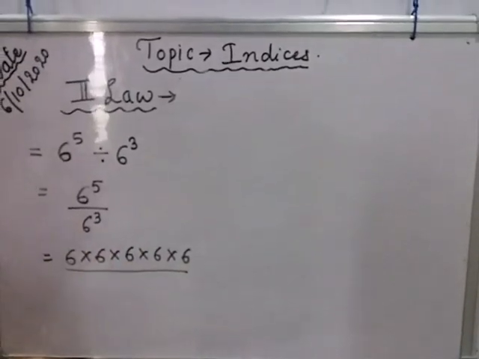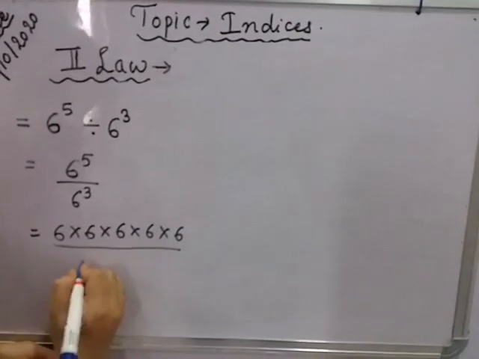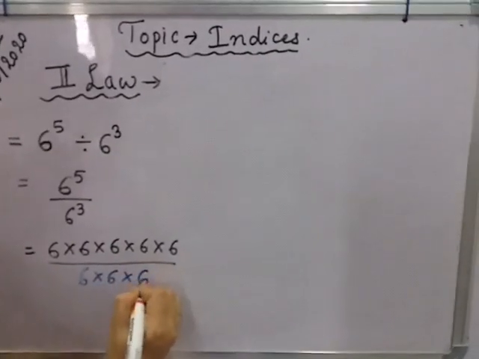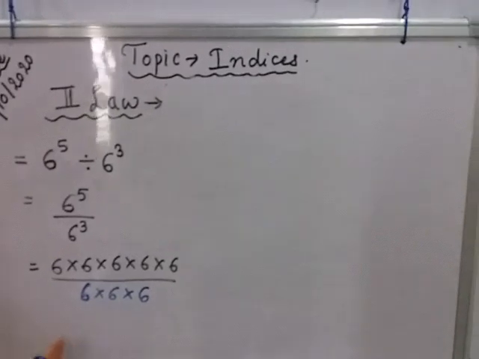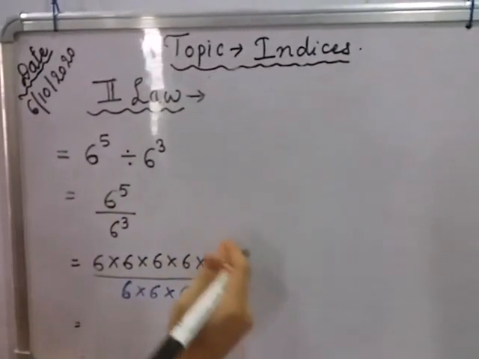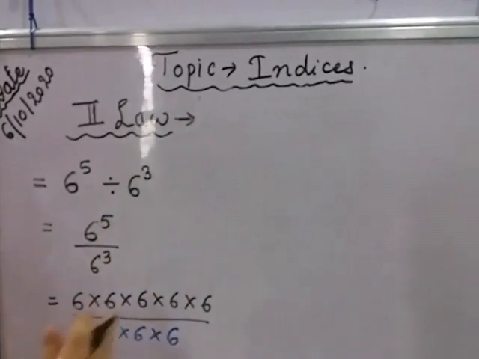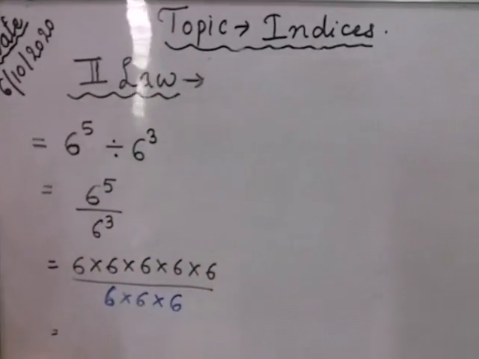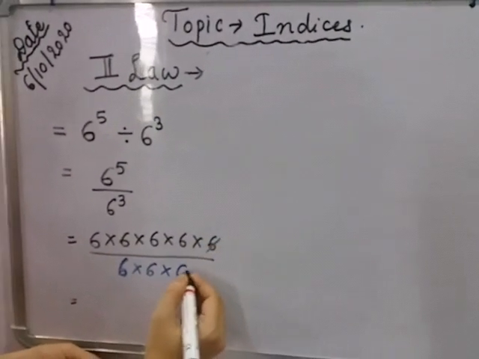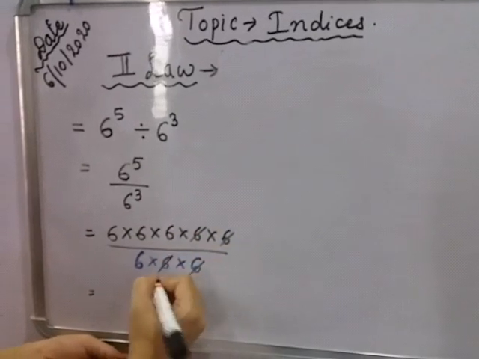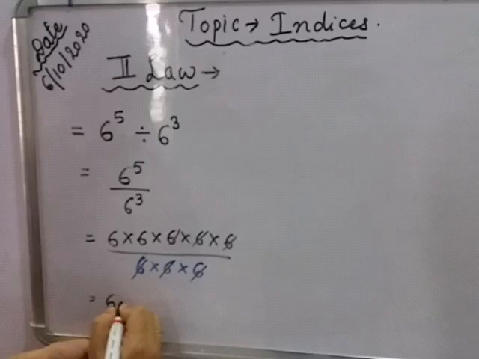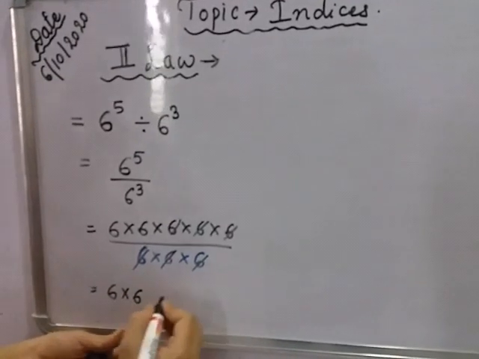And now 6 cube, you write down how many times? 3 times. Now in the next step, you know student, on the top it is the numerator and here it is the denominator. If the numbers are same, we will even cancel the number. So here we'll cancel how many 6? Yes, we'll cancel 3 sixes. Cancel, cancel. So how many 6 remain now? 2. Just write that down. How many 6 remain? 6, 2.